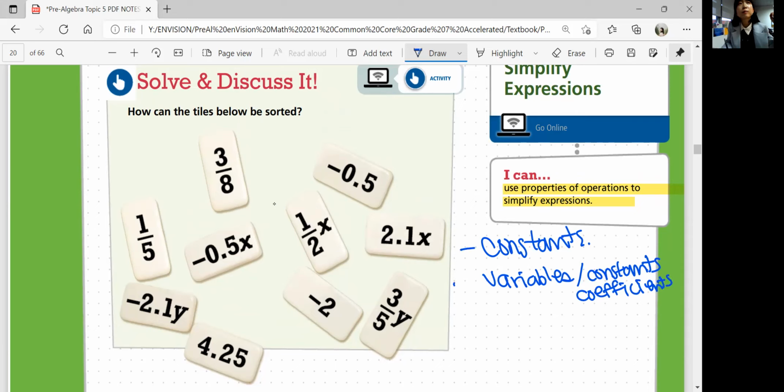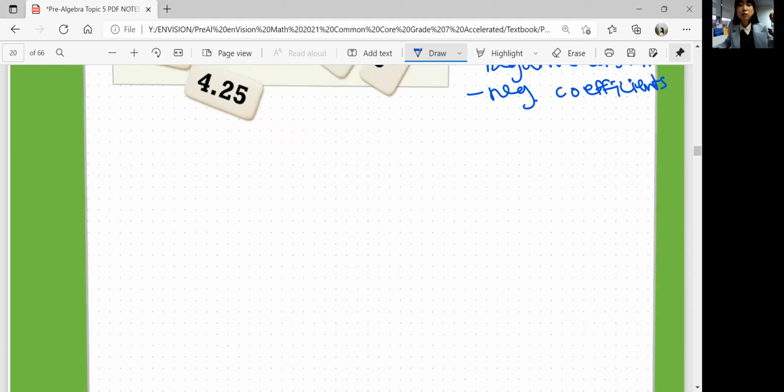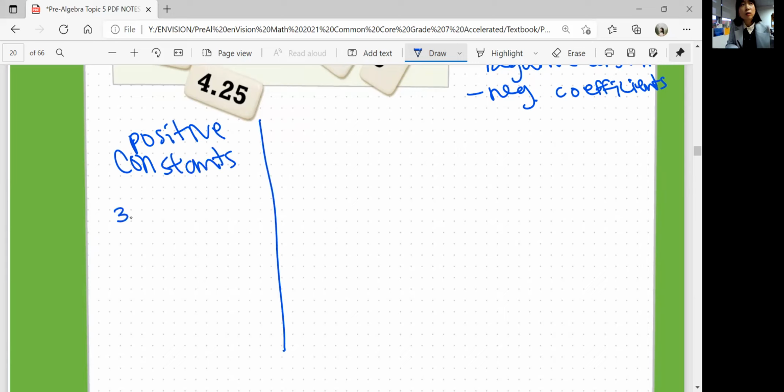and then now we see negative constants and negative coefficients. So let's group them. Let's make a table. Just positive constants. You see 3/8, 1/5, 4.25. Okay, just constants, only constants without the variable.